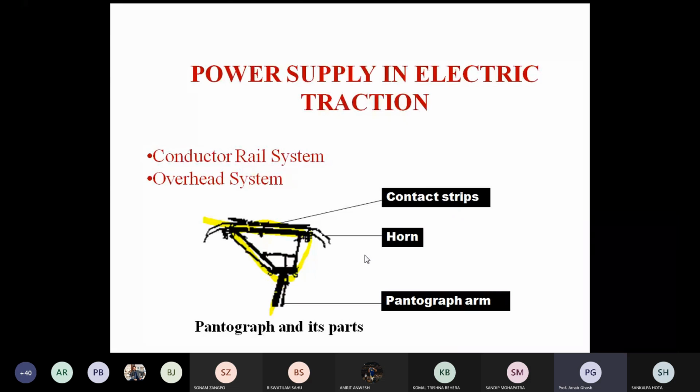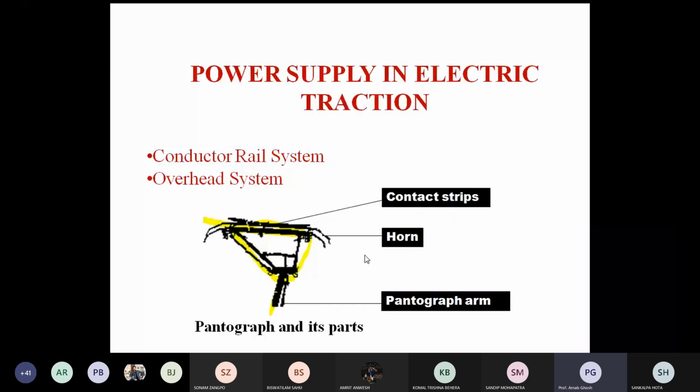So how do I identify the motor coaches in the electrical multiple unit? You can see the rooftop of the bogies. Those bogies having the pantograph have the traction motor. And how many traction motors? You need to calculate the total number of pairs of wheels of the individual bogie. If there are four pairs of wheels, there are four traction motors. If there are six pairs of wheels, there are six traction motors. Normally in electrical multiple unit and the MEMU, there are four pairs of wheels.